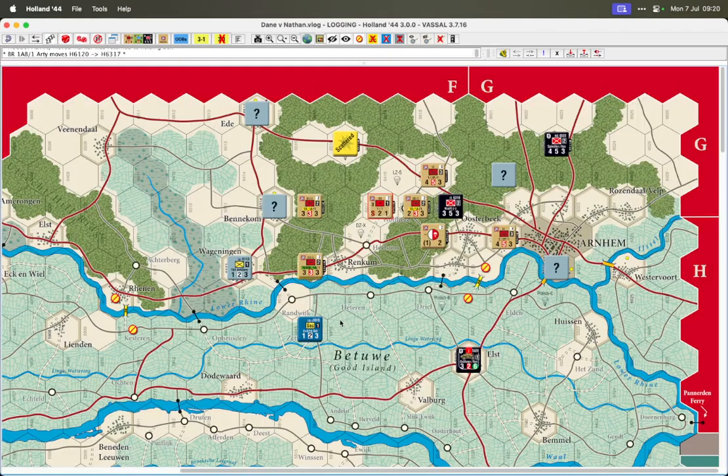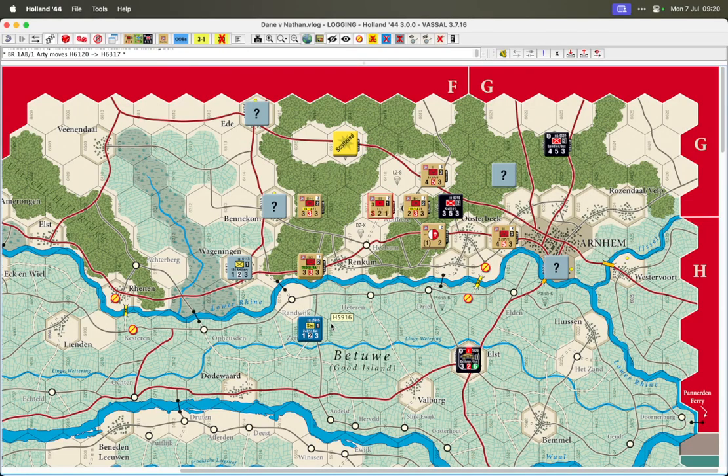But yeah, if you want to fire at Arnhem on turn two, you need to mount up and move on turn one. Right. So that's one of your first big decisions.